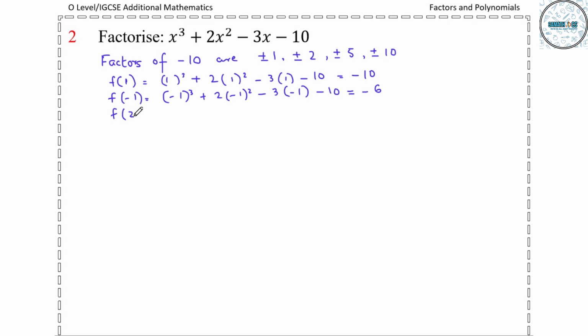Then we will check with 2. When we will substitute 2 into this, it will be 2 cube plus 2 into 2 square minus 3 into 2 minus 10, which will give the result as 0. So it means that the value of x is 2 and x minus 2 is the first factor.